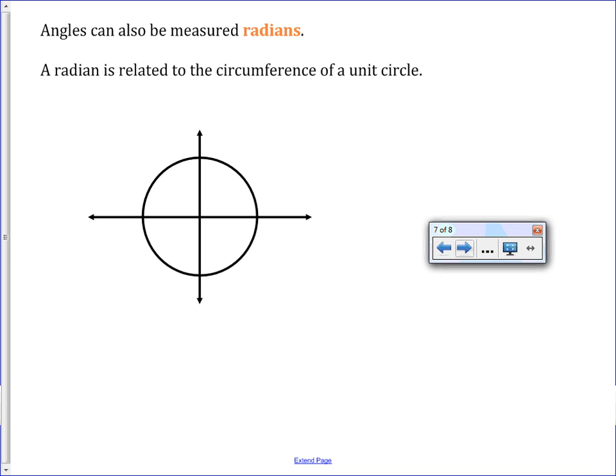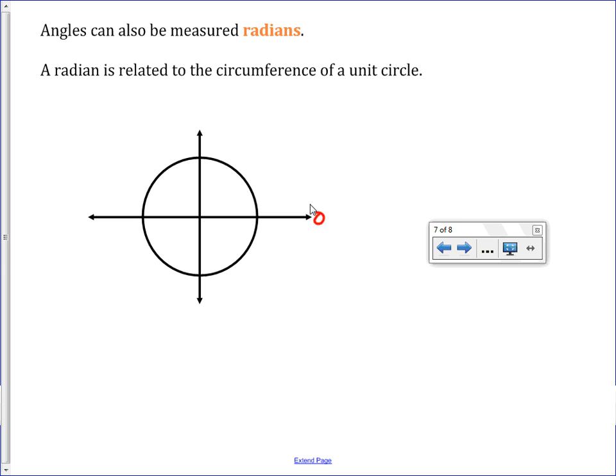A radian, instead of being related to the degrees in a circle, is related to the circumference of a circle with a radius of 1. You don't need to worry so much about where radians come from, but you should know that 0 radians is still pointing this direction, right? Just the same place where 0 degrees would be.